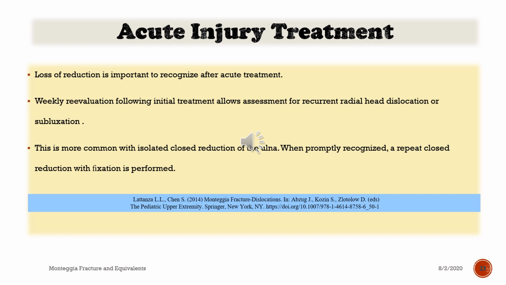Loss of reduction is important to recognize after acute treatment. Weekly re-evaluation following initial treatment allows assessment for recurrent radial head dislocation or subluxation. This is more common with isolated closed reduction of the ulna. When promptly recognized, a repeat closed reduction with fixation is performed.